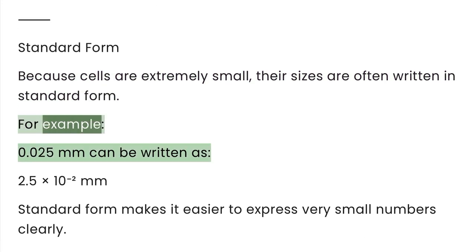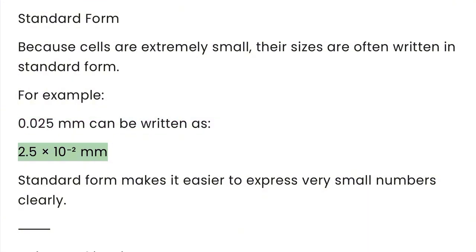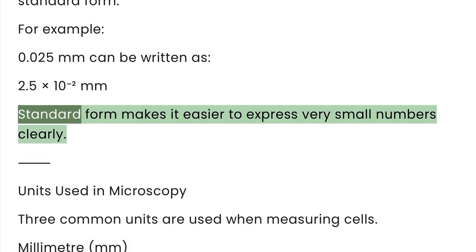Standard form. Because cells are extremely small, their sizes are often written in standard form. For example, 0.025 millimeters can be written as 2.5 × 10 to the power of -2 mm. Standard form makes it easier to express very small numbers clearly.